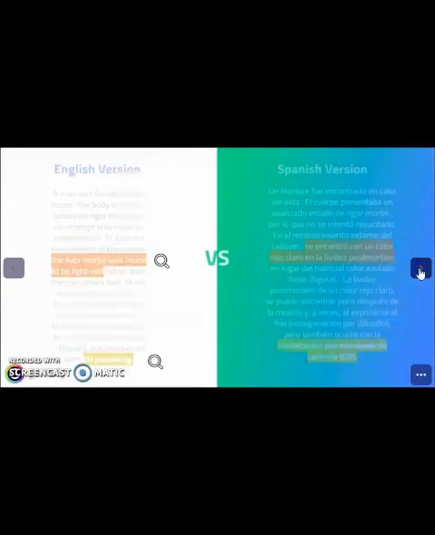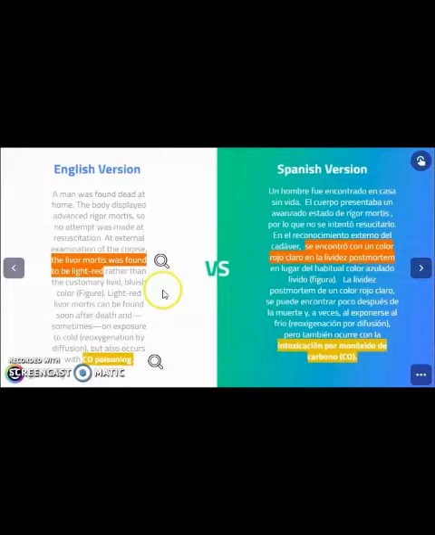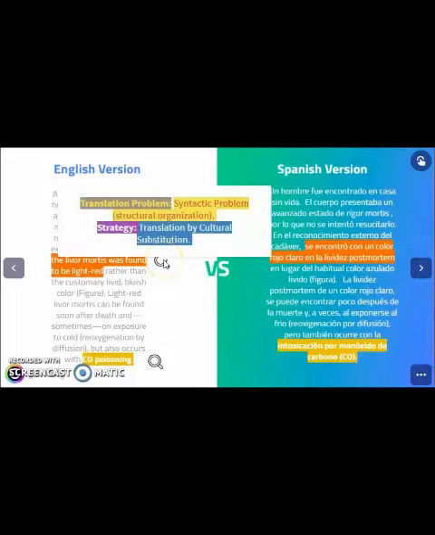I'm going to explain the first paragraph. Here in the English version, it was found that the liver mortis was found to be light red. It had a translation problem, which was a syntactic problem of structural organization. So the strategy used was translation by cultural substitution.